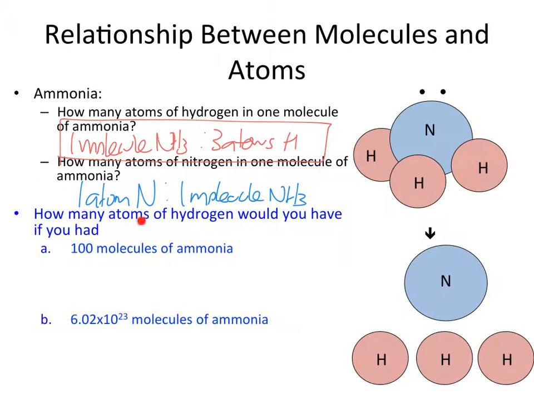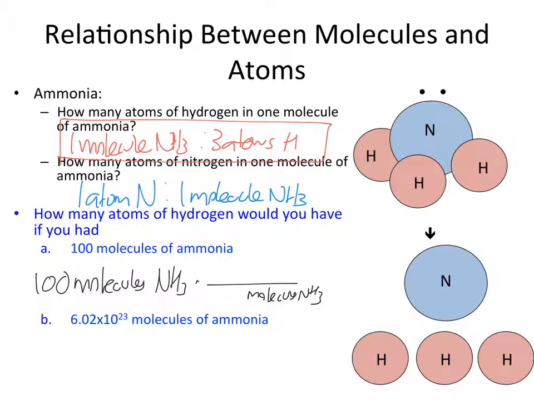So let's try to employ these definitions into an actual question. It says how many hydrogen atoms would you have if you had 100 molecules of ammonia? So in this case I have 100 molecules of NH3. Now I'm going to use dimensional analysis. So I want to get rid of my unit molecules of NH3. And because I'm talking about molecules and atoms, there actually is a direct relationship. Here's a molecule, here are atoms. So I can figure out how many atoms of hydrogen there are directly.